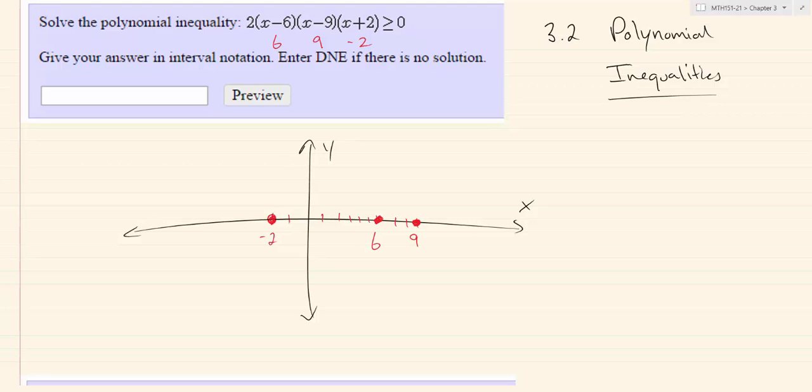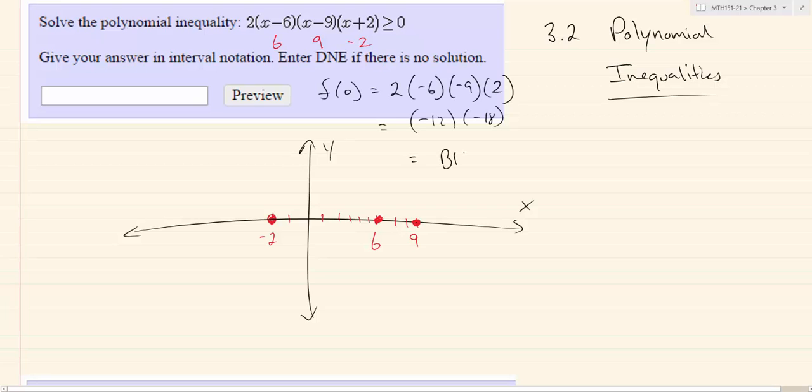Great. Now we've got to find the y-intercept. So all we're going to do is find f of 0. So it's a big positive number. And we're going to plot right here on the y-axis, big positive number. It's nice to know that numerical thing, but we don't really need the number. We just want to know, is it above or is it below?